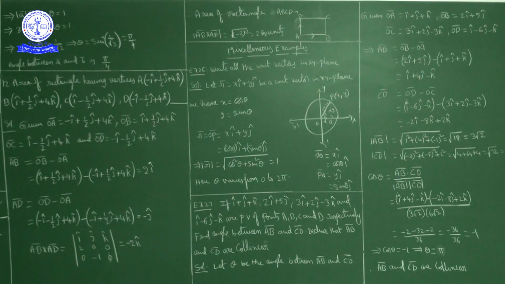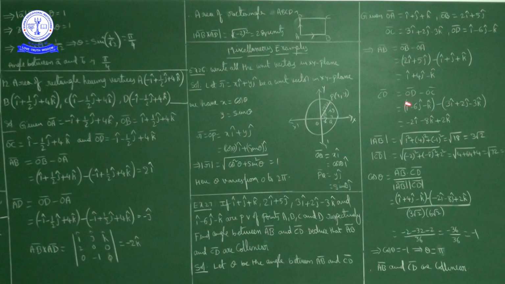Okay. Next, CD bar. CD bar is what? OD bar minus OC bar. Where OD bar is i cap minus 6j cap minus k cap, minus OC bar, which is 3i cap plus 2j cap minus 3k cap.